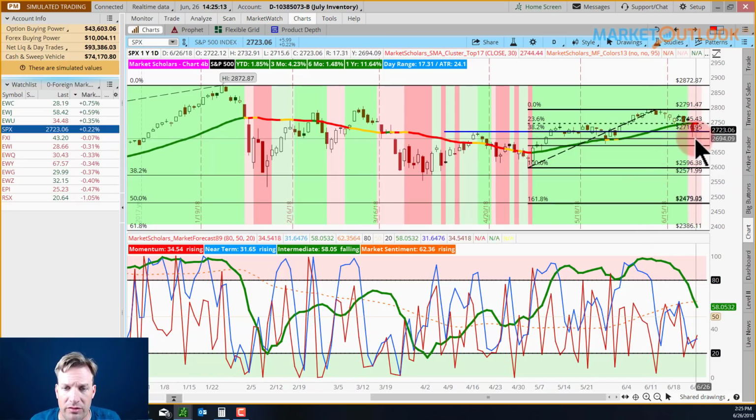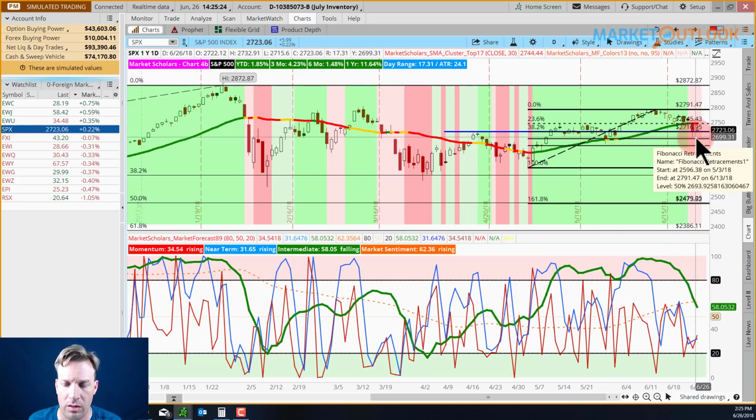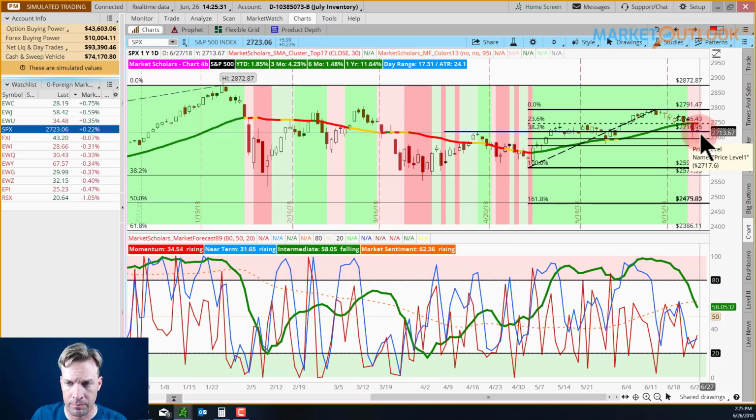Now we might come down to 2,700 because, you can see, there's a range of support here between the 50 and 23% lines. And there's also a low point in yesterday's long lower shadow right there at 2,700 as well. So we might come down a little bit more. Who knows, right? But as we test the support, eventually we expect it to bounce off of that.